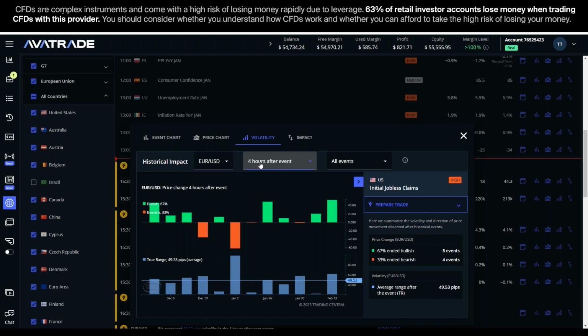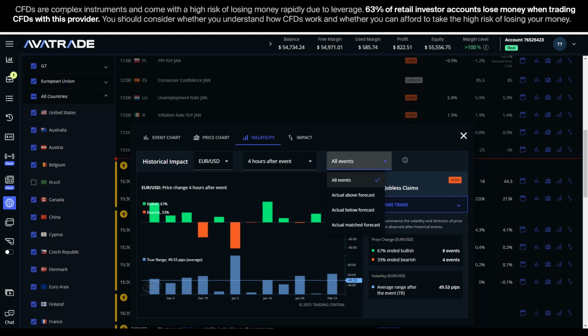Okay, we can look at different time frames after these last announcements to see how the market moved for this currency pairing. And we can also say I only want to see the ones that came in above forecast or the ones that came in below forecast. So let's start with above forecast, meaning worse than expected data, because these are jobless claims. Higher numbers means more people losing jobs.